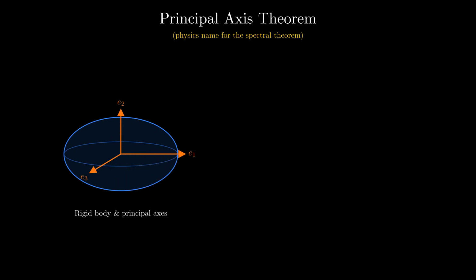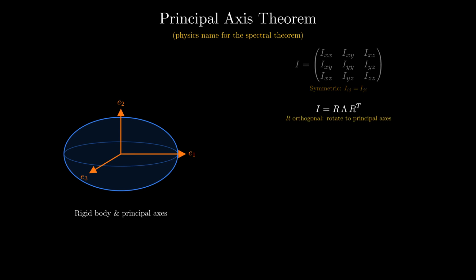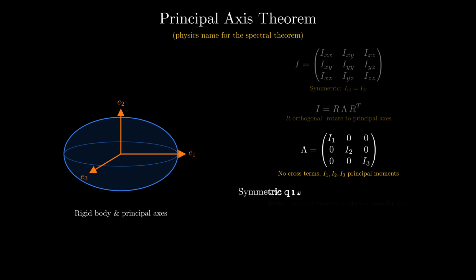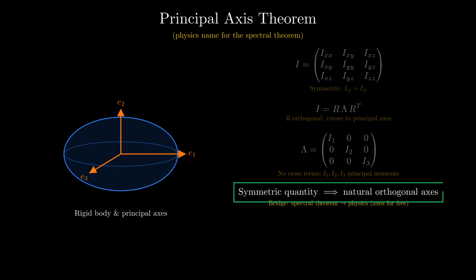This theorem has a second name borrowed from physics, the principal axis theorem. The inertia tensor of a rigid body is a symmetric 3×3 matrix. Diagonalizing it finds the principal axes, the rotated coordinate system in which rotation decouples cleanly, with no cross terms mixing the axes. Same math, different language. Whenever physics hands you a symmetric quantity, the spectral theorem gives you the natural axes for free.